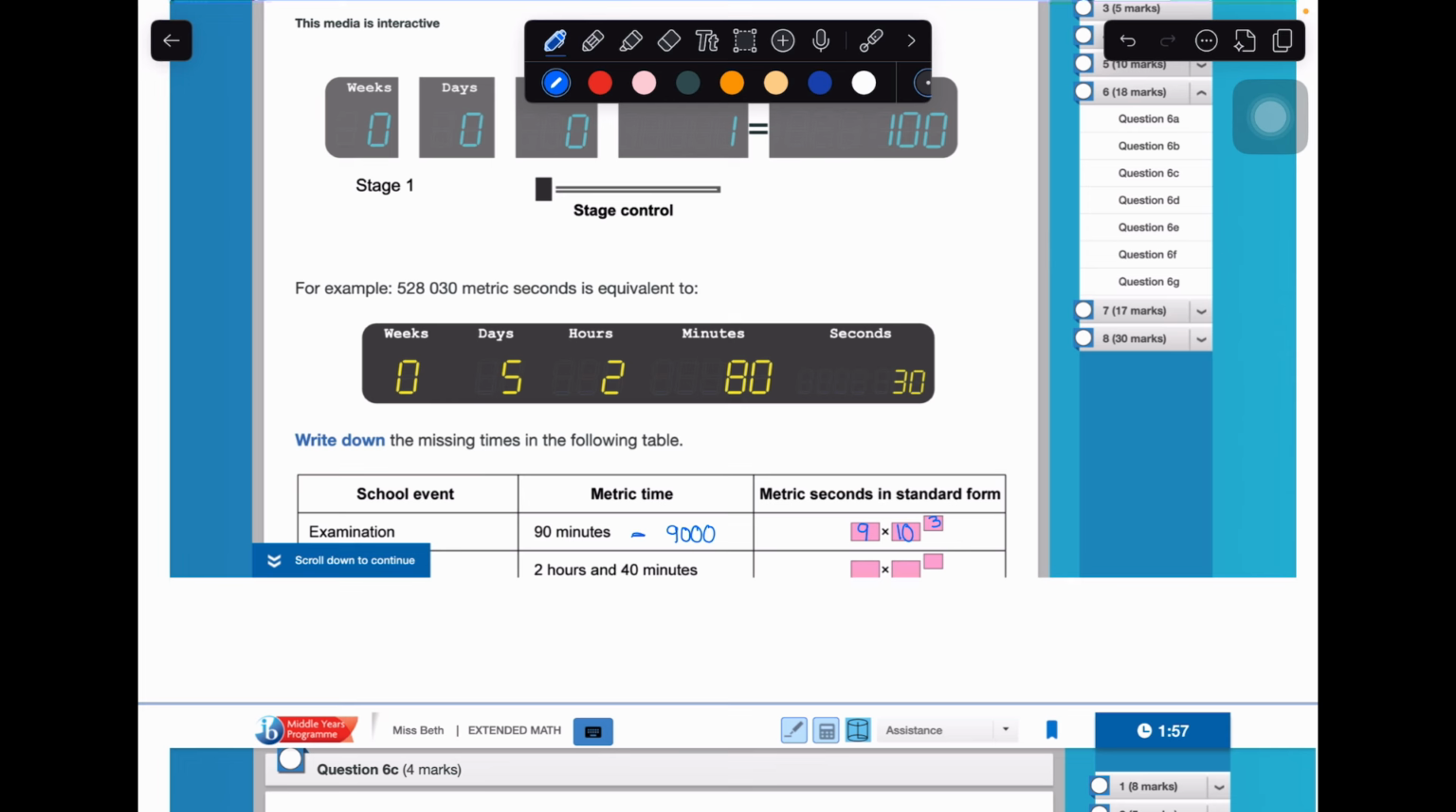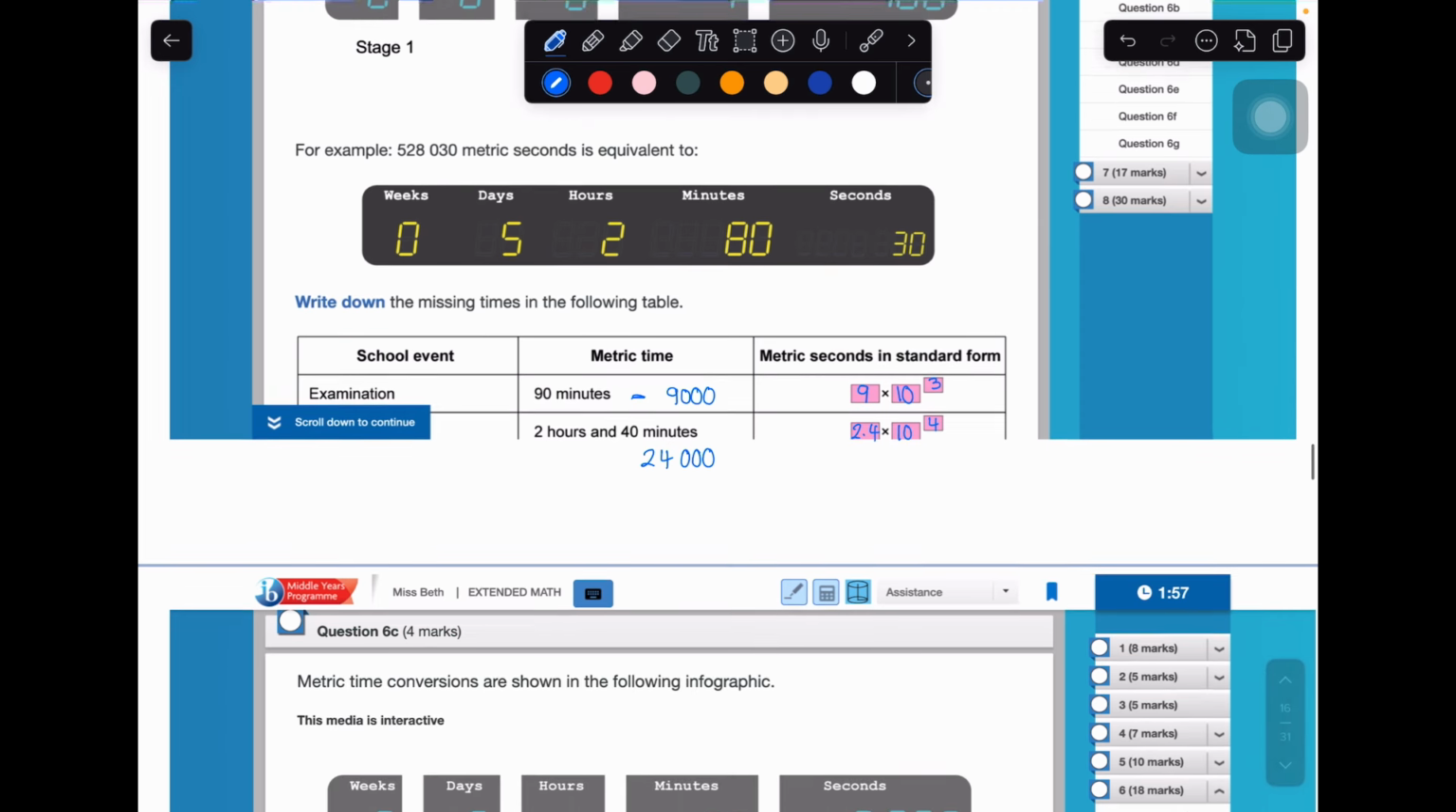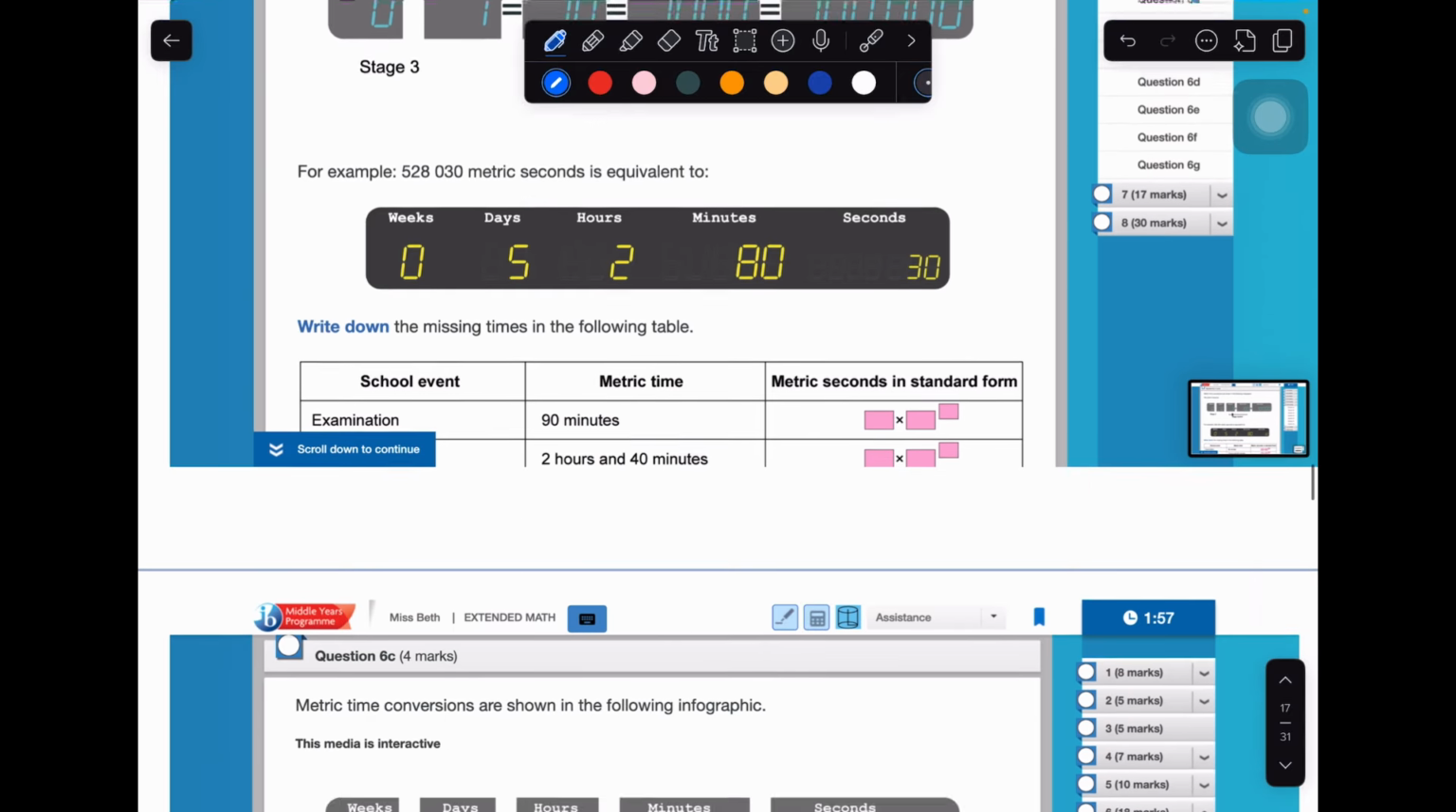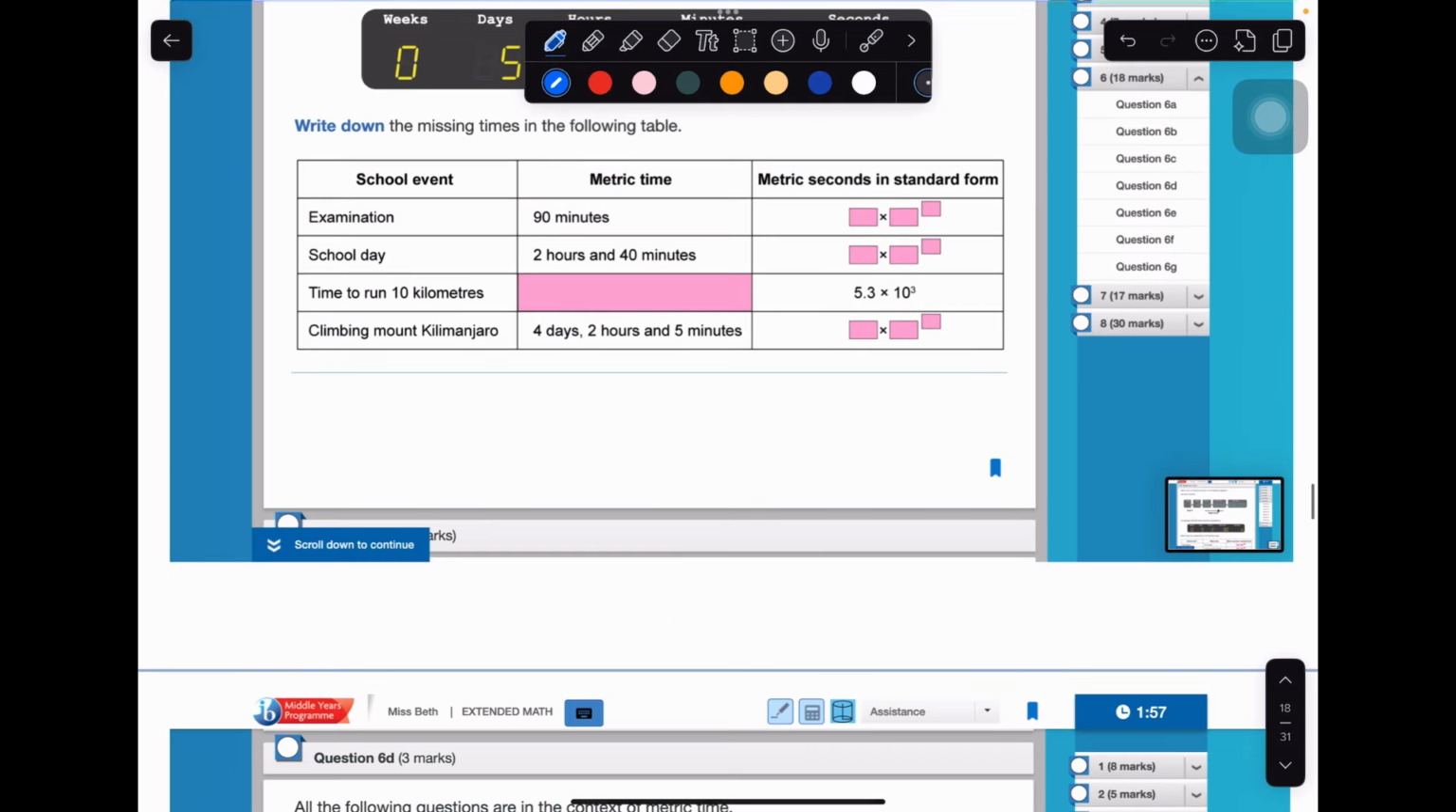Okay, for the next one, 2 hours and 40 minutes. Now this would be the same as 24,000 seconds in metric time. So your first number for the standard form would be 2.4. And then you are going to multiply by 10 to the power of 4 this time to get that number. Let me just repeat that. So we've got 9 times 10 to the power of 3. We've got 2.4 times 10 to the power of 4.